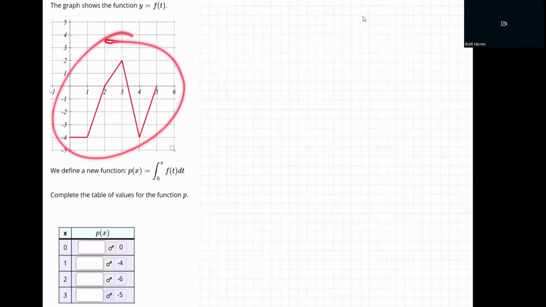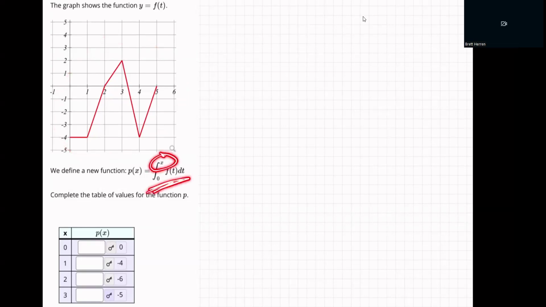Here they've given us a graph, and they're asking us to do integrals up to some point x. Now, integral means the area between the graph and the x-axis. That's what this means. This is going to equal the area from 0 to x. See how it ends in x? It goes from 0 to x, the area from 0 to x.